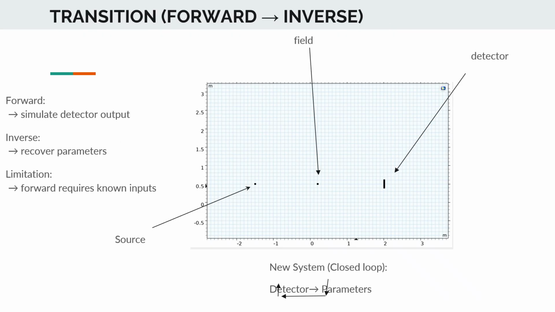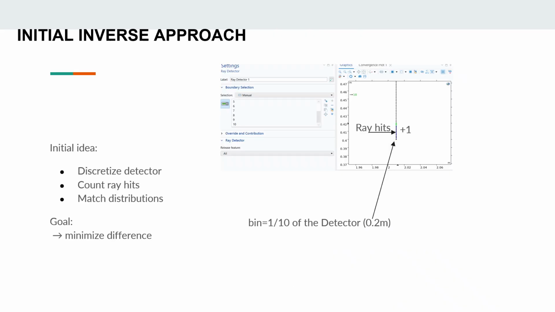Up to this point, the forward model simulates detector outputs from known inputs. In practice, those parameters are unknown. The problem becomes: how can detector data be used to recover the system that produced it? The initial approach discretizes the detector into bins and counts ray hits. The simulated distribution is then matched to observed data through optimization. Conceptually simple, but it's unstable in practice.